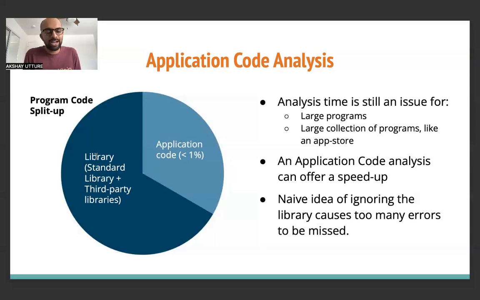A naive idea may be to simply ignore the library and analyze just the application code, but there are many errors which either originate in the library or propagate through the library, but end up manifesting in the application code. So ignoring the library entirely is going to cause us to miss too many errors. So we need to still somehow model the library.